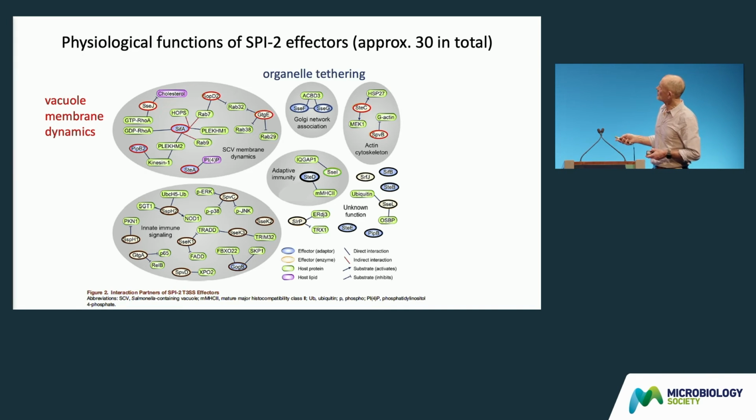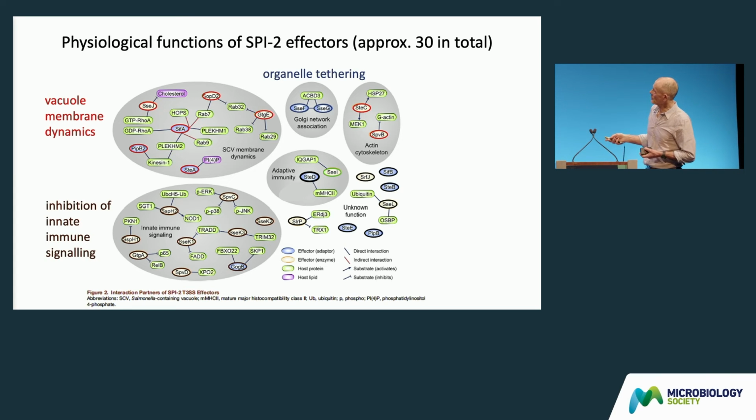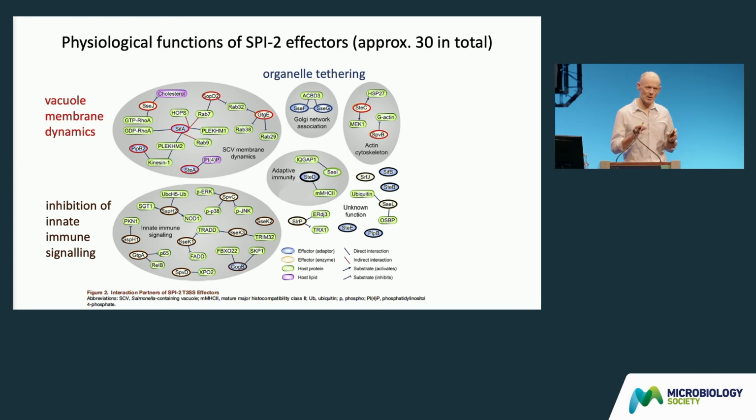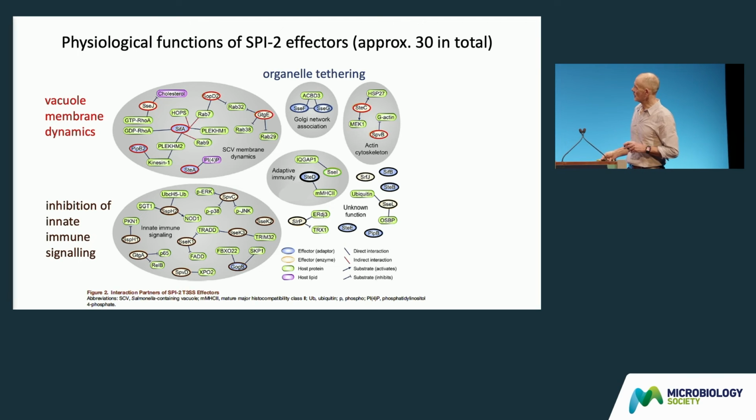But other effectors are involved in organelle tethering in epithelial cells that hold these Salmonella vacuoles close to the Golgi apparatus, where they probably gain nutrients from interfering with secretory traffic. And then several other effectors are involved in inhibiting innate immune signaling. Many bacterial pathogens use their type 3 secretion systems to block or evade innate signaling mechanisms.